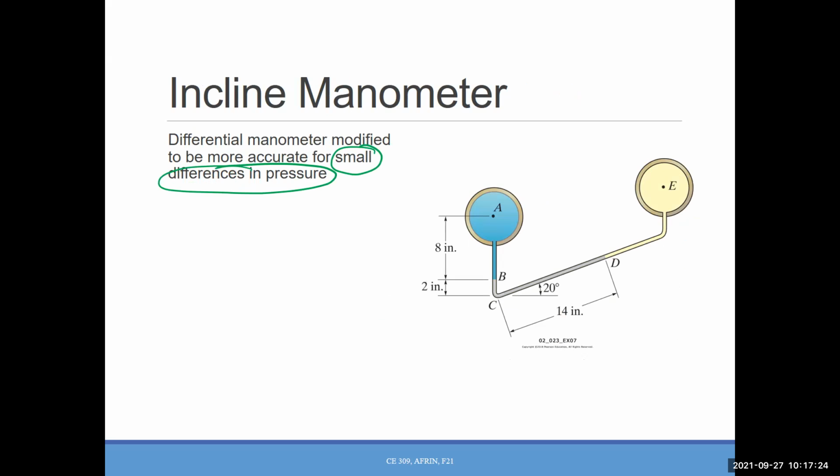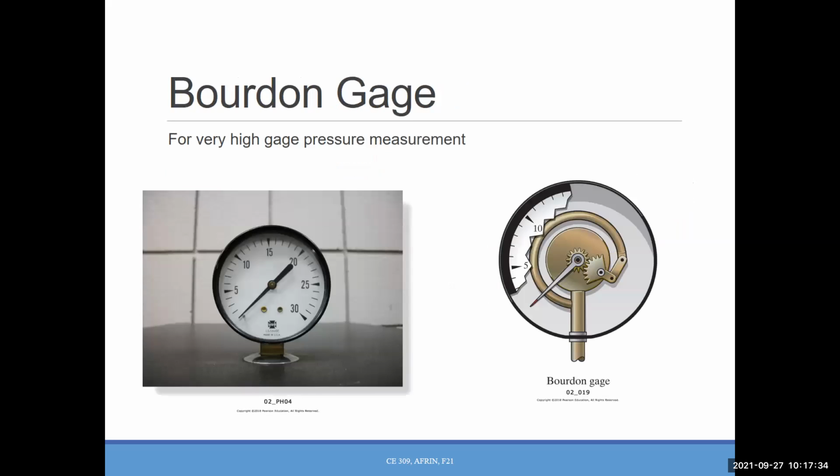I'm going through a little bit quickly because you already have that in your copy, and from your quiz, you already know that also. So the next one is the Bourdon gauge. We have that in our lab. So when we go to the lab, I will show you how you can use that for measuring pressure. Okay, this one is a very good one to measure very high gauge pressure.